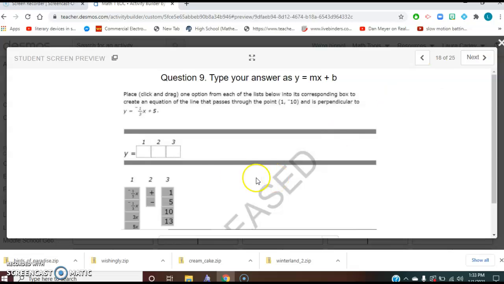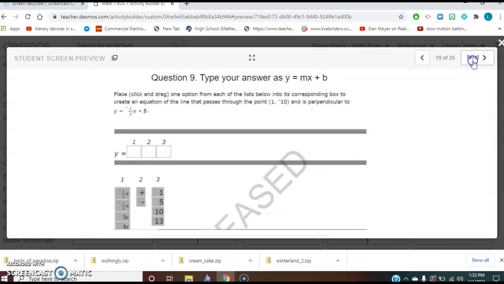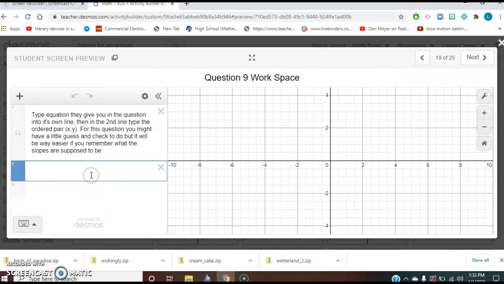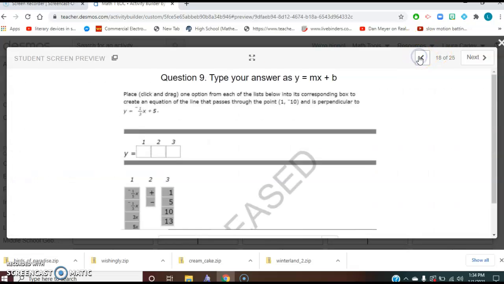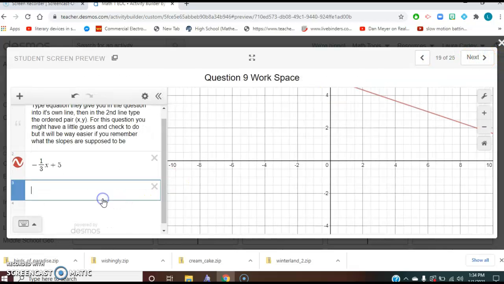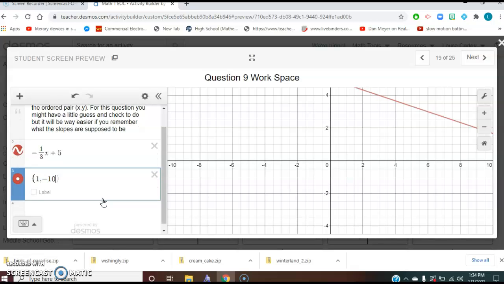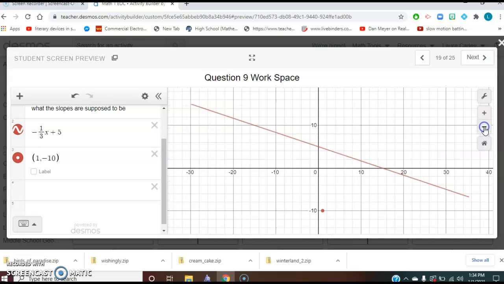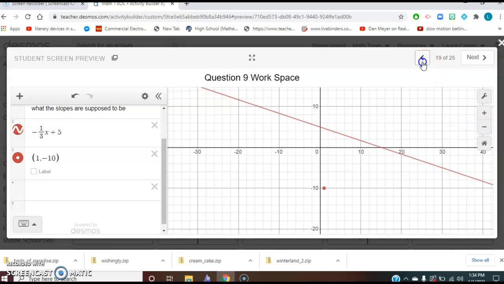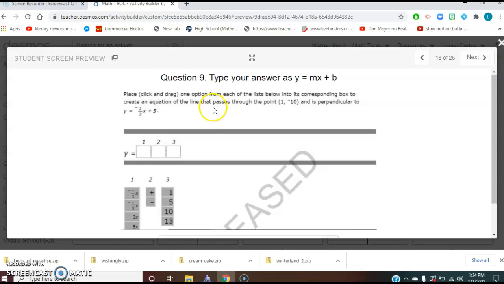All right, this one would be a little bit of a guess and check, but it's the same idea. Negative 1/3 x plus 5. I want it to go through the point 1, negative 10. I'm going to zoom out a little bit because I can't even see that point. And in this case, the instructions say I want this one to be perpendicular. So again, that's what I want it to look like.